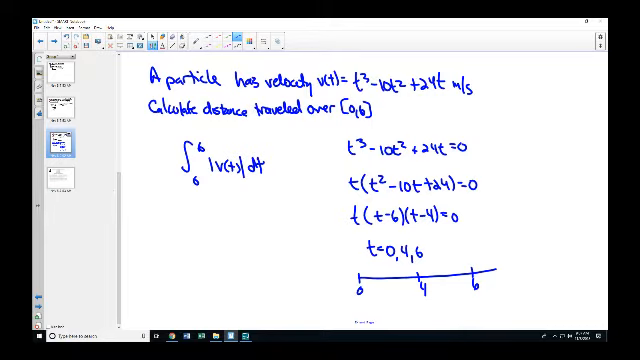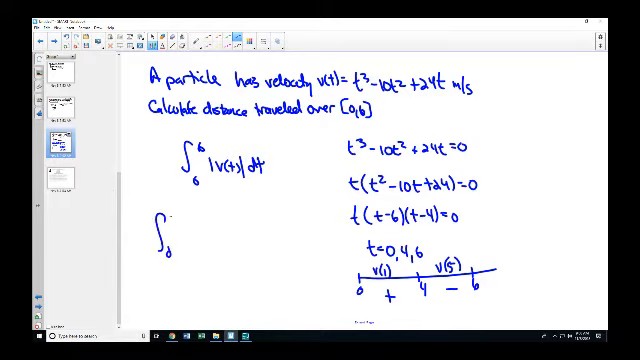The velocity at, let's say 1, is what? So we do a sign analysis to determine positive or negative. Positive, yep. And velocity at, let's say 5, is negative. Positive, negative, positive, and negative. Yeah, so that tells us where to break up our integral. So 0 to 4, and 4 to 6.